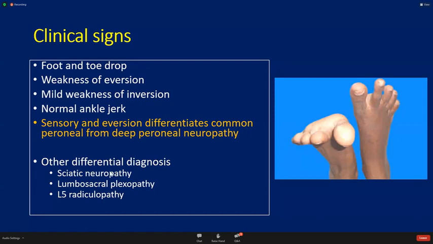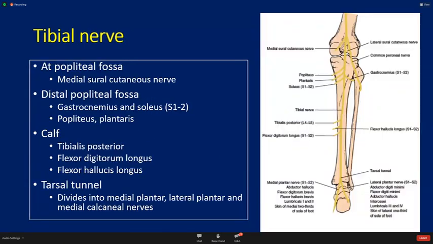The main differential diagnosis to be considered is sciatic neuropathy, where you have hamstring weakness as well. You can differentiate involvement of the common peroneal division of the sciatic nerve from common peroneal neuropathy, either by looking at whether the ankle jerk is absent or by doing EMG, where the lateral head of biceps femoris will be affected. Lumbosacral plexopathy and radiculopathy have been discussed in detail earlier and I won't be going through that again.